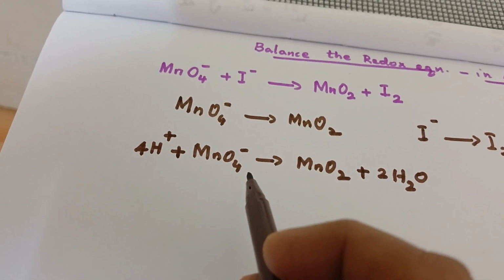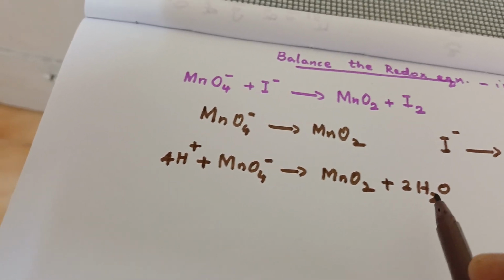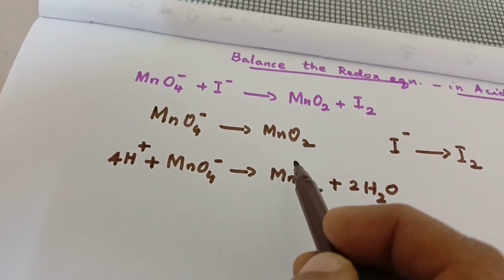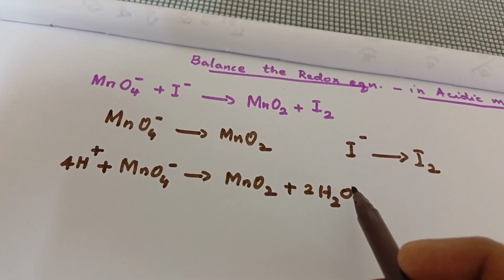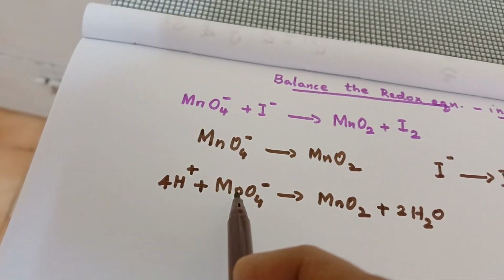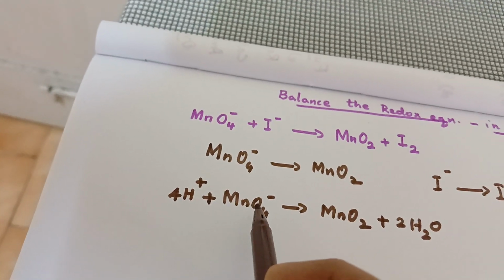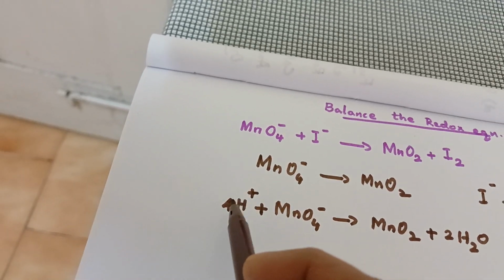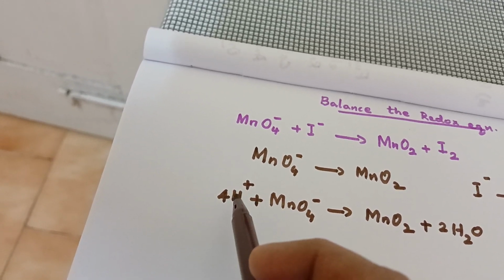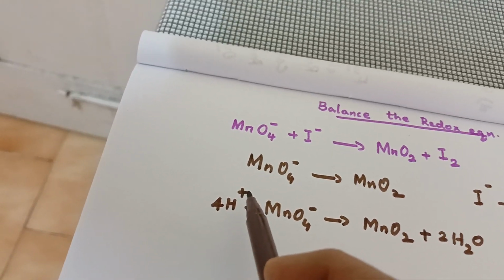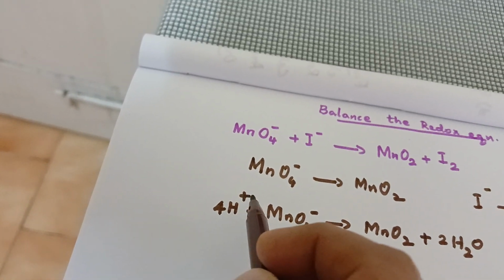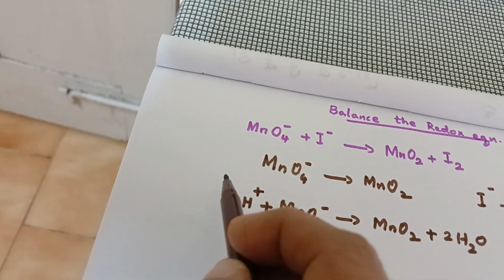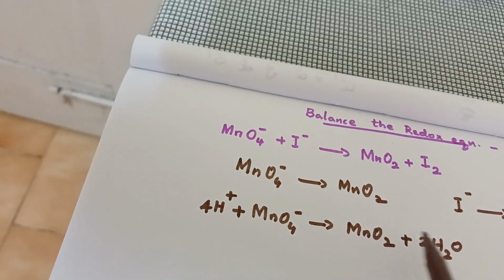Now the charges. Right hand side, there is no charge. MnO2, no overall charge or charges on the atoms, none. So 0. Water molecule, 0. Here we have MnO4⁻, so 1 negative charge and 4 positive charges from the 4H⁺ ions. So a resultant of 3 positive charges is here. That is plus 4 and minus 1 will give you plus 3. Right hand side is 0.